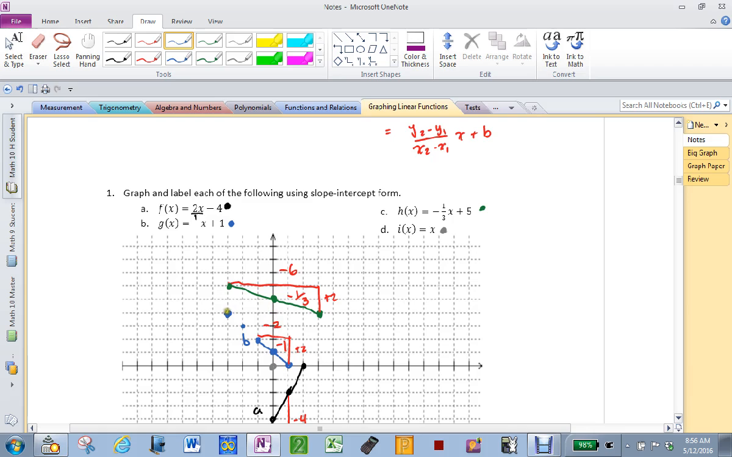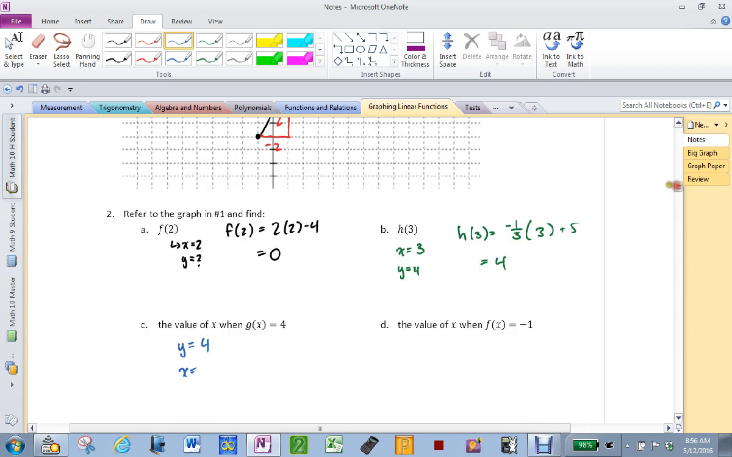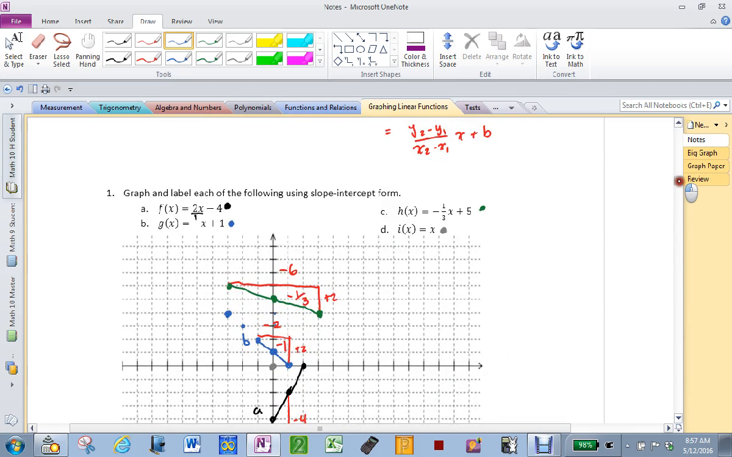What's my x value? Negative 3. 1, 2, 3. No, I did need to go one more. 1, 2, 3, 4. Yeah. And my x value is? Negative 1, 2, 3. Now do it algebraically. My g of x is 4, yes?